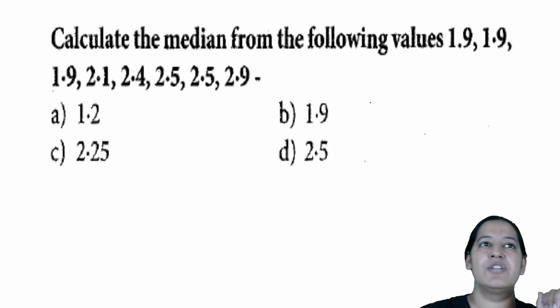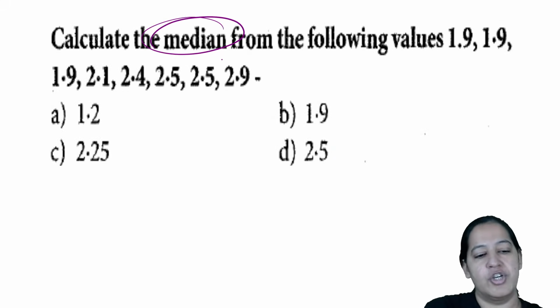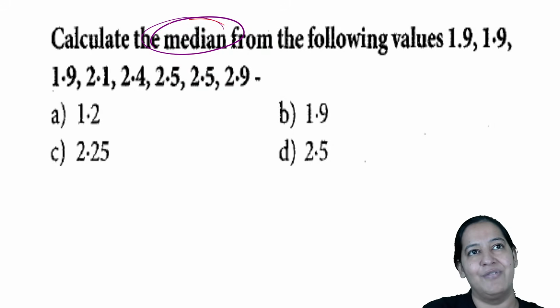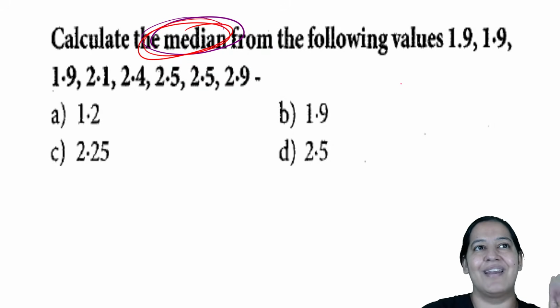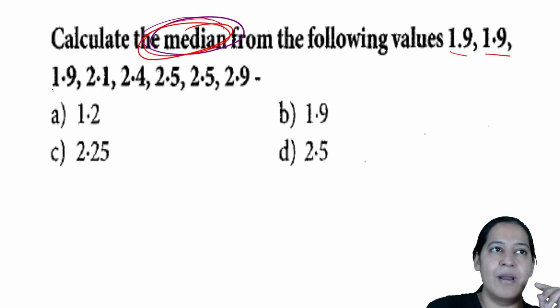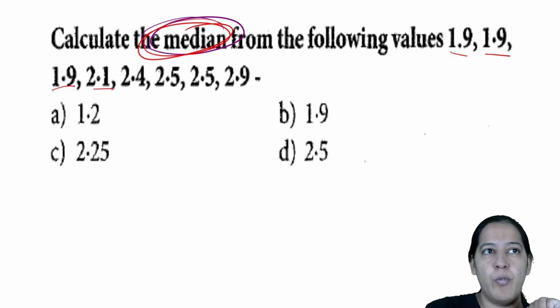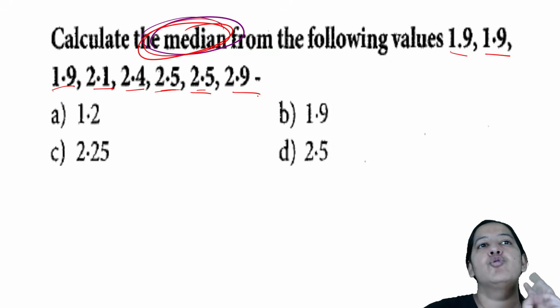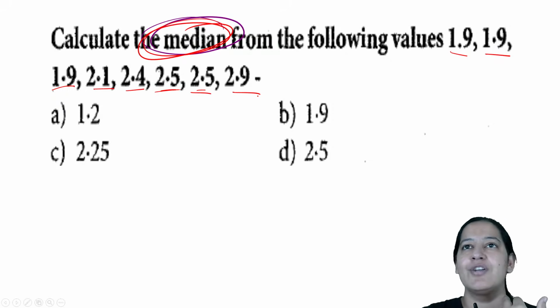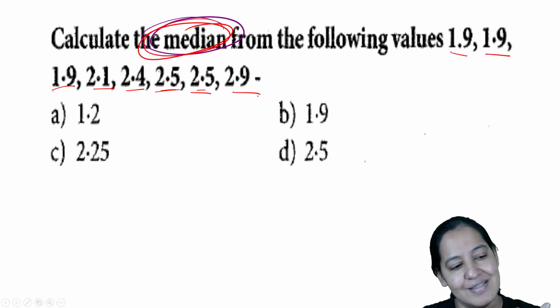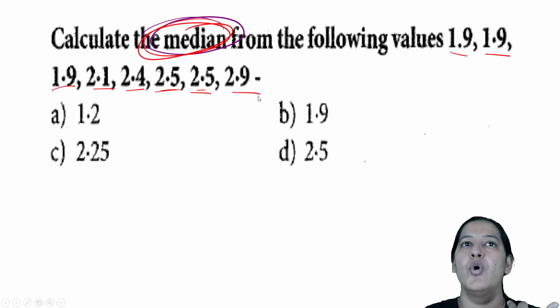This is the next question in front of you. Calculate the median. Fast. Who will calculate it for me? The values are in front of you. First thing, you have to see whether they are arranged in ascending or descending order, or you have to arrange it. So 1.9, 1.9, 1.9, it is coming 3 times. 2.1, 2.4, 2.5, 2.5, where 2.5 is coming 2 times, and 2.9. These are the values in front of you. It is already arranged in ascending order, I guess. Who will tell me the median?